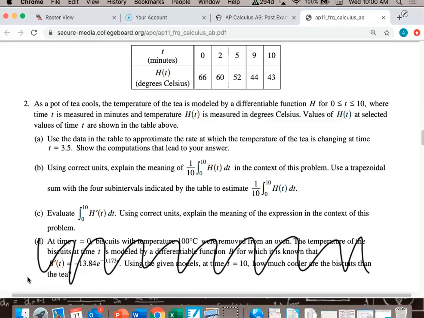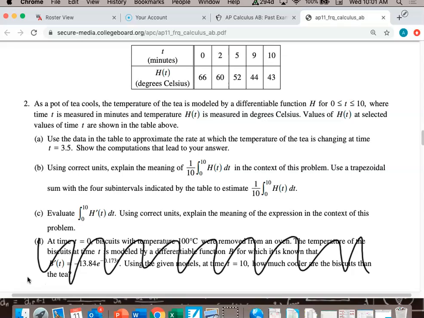Derivative from a table, you can do it. Part B. Using correct units, explain the meaning of 1/10 times the integral from 0 to 10 of h of t dt in the context of this problem. Then use a trapezoidal sum with the 4 subintervals indicated by the table to estimate 1/10 times the integral from 0 to 10 of h of t dt.